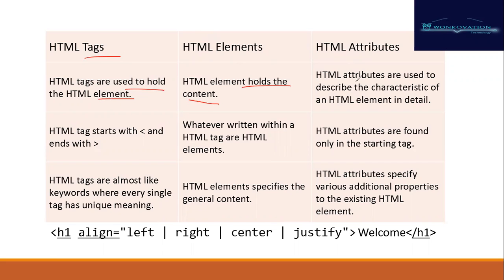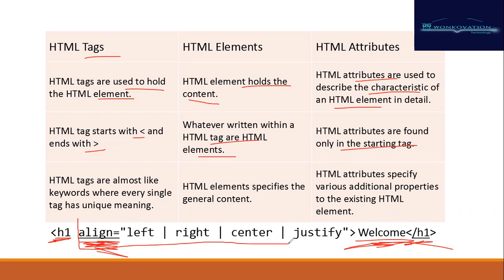Then, what are the HTML attributes? HTML attributes are used to describe the characteristics of HTML elements. HTML elements are the content. So basically, see, this is the HTML tag, and this is the closing tag of HTML. Then this is an attribute of HTML. Then this is the content. This is the element of the HTML. So HTML starts with less than and ends with greater than. Whatever is written in between the HTML tags is known as HTML elements, and attributes are found only in the starting tags. HTML attributes are only found in the starting tag. In the ending tag, there is nothing.